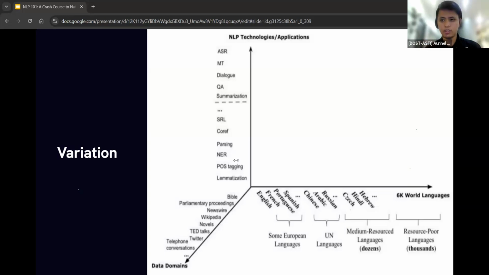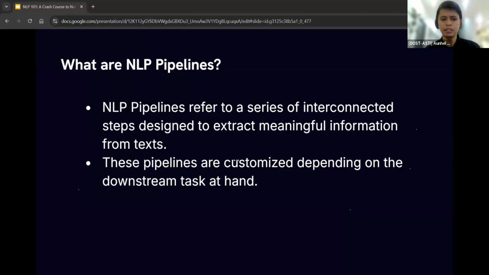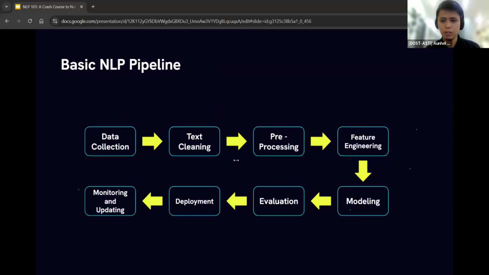Okay. Now, to try, quote unquote, to understand our languages, we create what we call NLP pipelines. Pipelines refer to a series of interconnected steps. Basically, it's a step-by-step process designed to extract meaningful information. Take note: meaningful information, so we're retaining the context from text. These pipelines are customized depending on your tasks, so depending on your task, it changes. But basically, the basic NLP pipeline goes a little something like this.